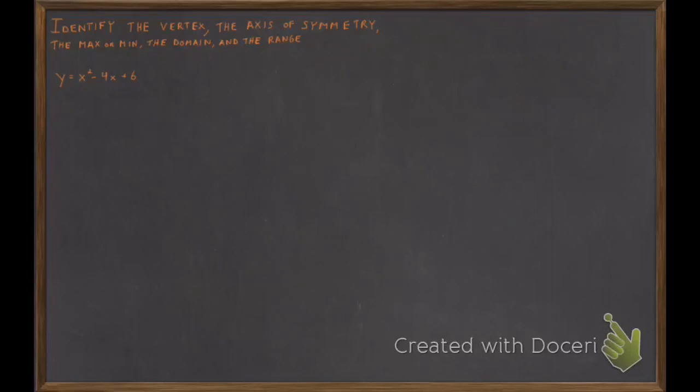Alright, so in this video we will identify the vertex, the axis of symmetry, the max or min, the domain, and the range of our quadratic function. We will do this without using a calculator since on Thursday we will be having a quiz and we will not be able to use a calculator.